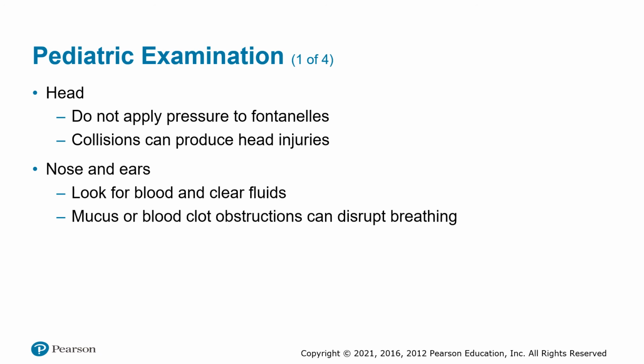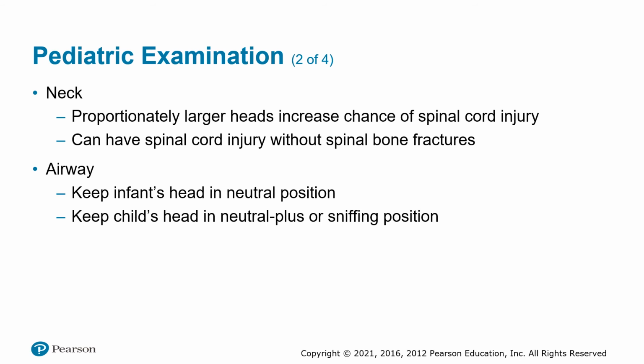Pediatric examinations. So on the head, we're not going to apply pressure to those fontanelles. Collisions can produce head injuries more easily in kids. In the nose and ears, we're going to look for blood and clear fluids. Any kind of mucus or blood clot obstructions can disrupt breathing. In the neck, they have proportionally larger heads that increase the chance of spinal cord injury. They can have a spinal cord injury without spinal bone fractures. In the airway, we're going to keep the head in a neutral position, neutral plus or sniffing position.